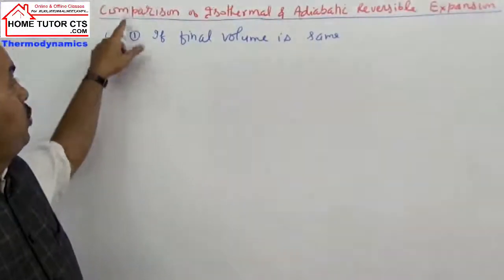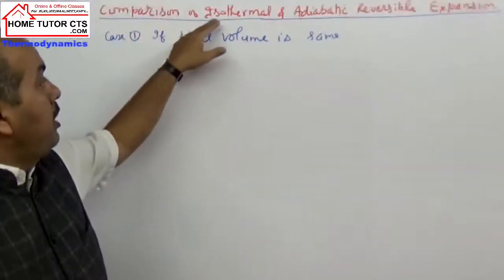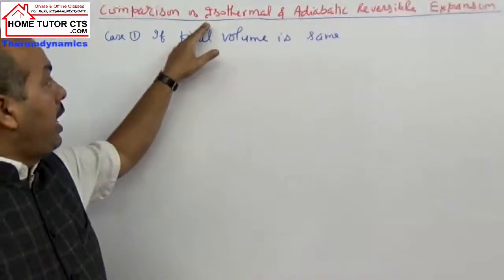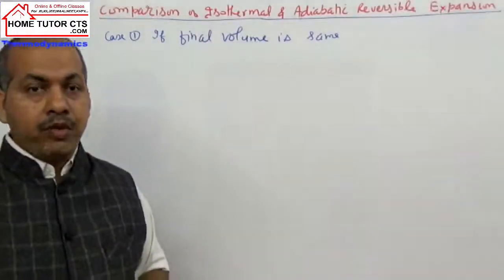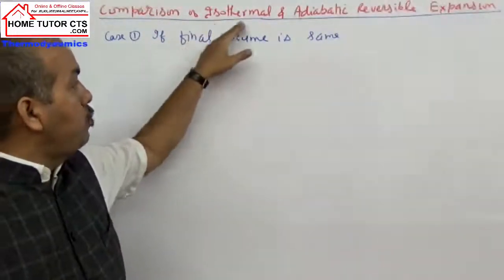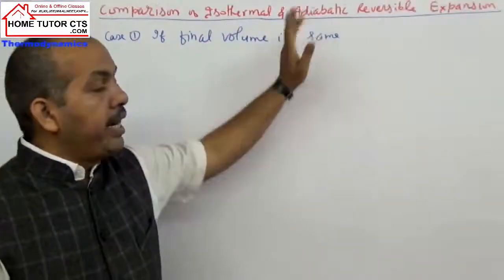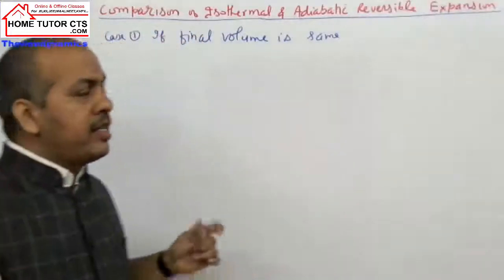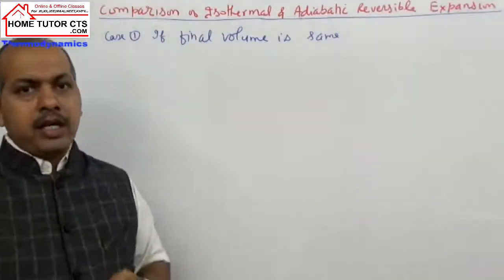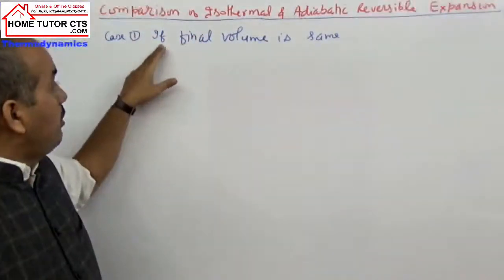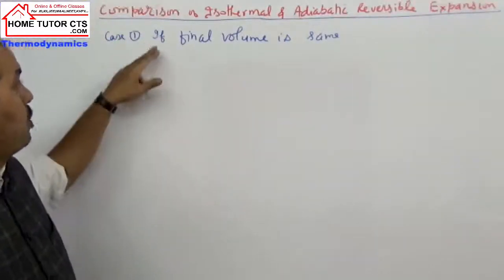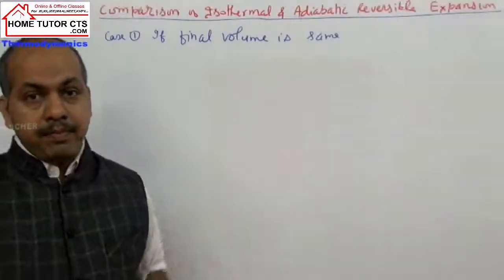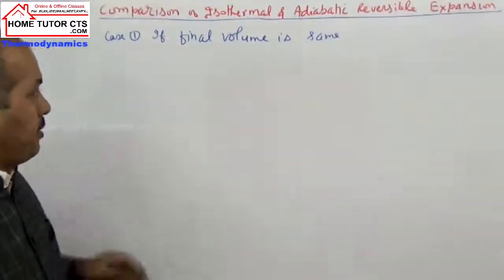Now when we compare two different cases, one is adiabatic expansion, the second is isothermal expansion. When the gas undergoes expansion in these two conditions, isothermal and adiabatic, both are reversible. So in this case, how to compare the work? Now we can have expressions through which we will explain this point. We can have case 1 if the final volume is the same. Let us explain this case first.